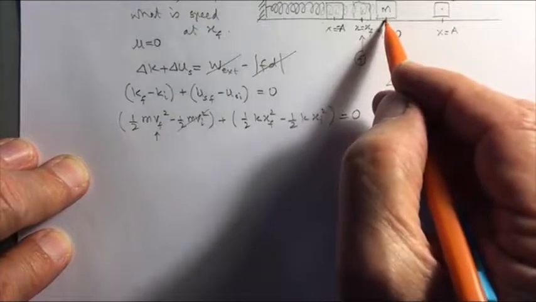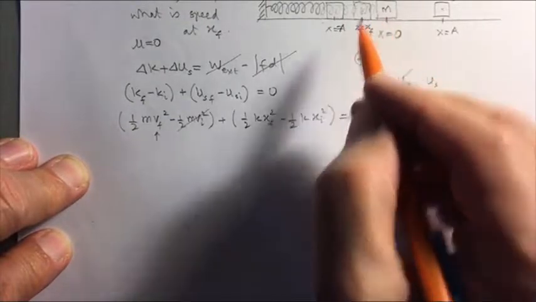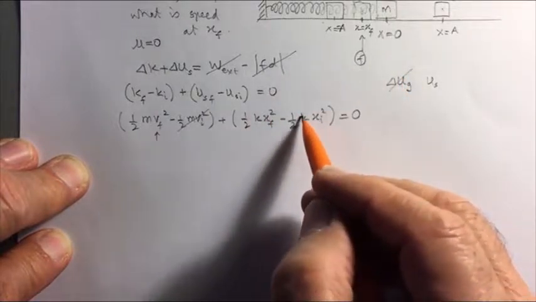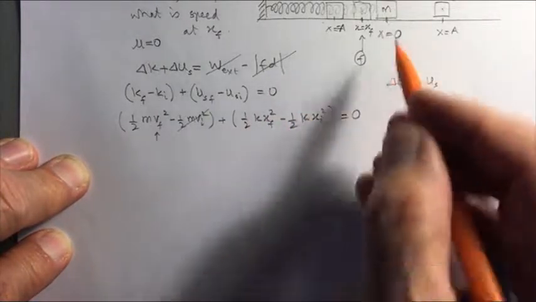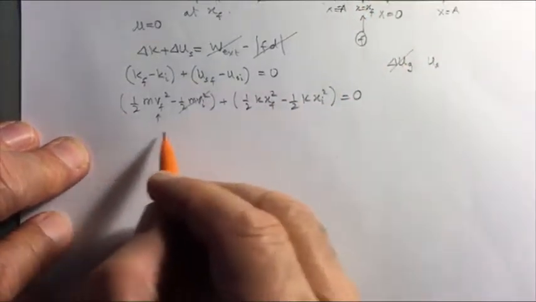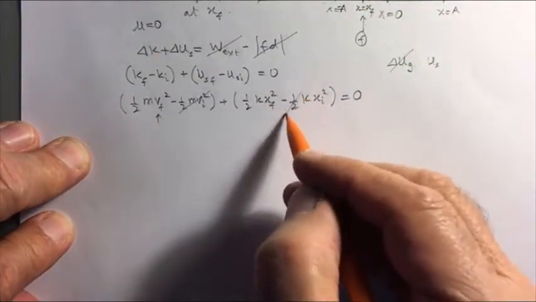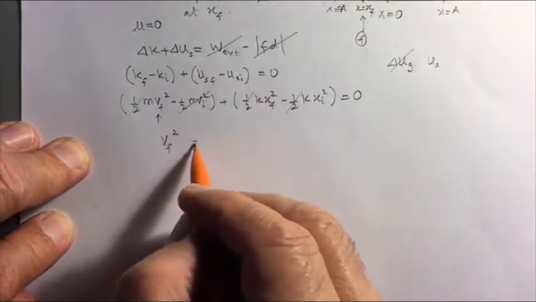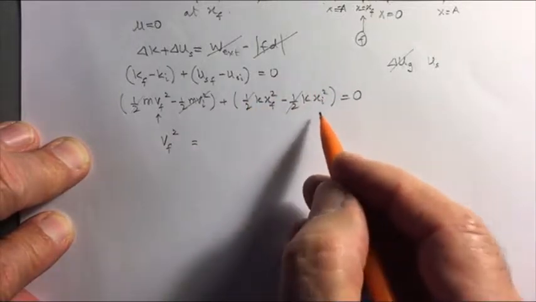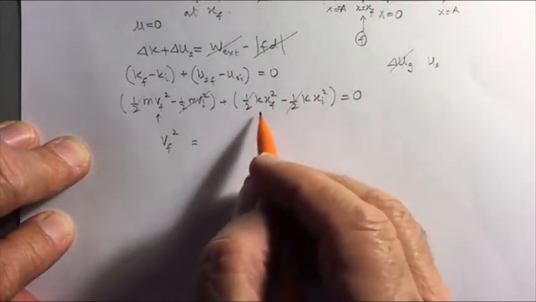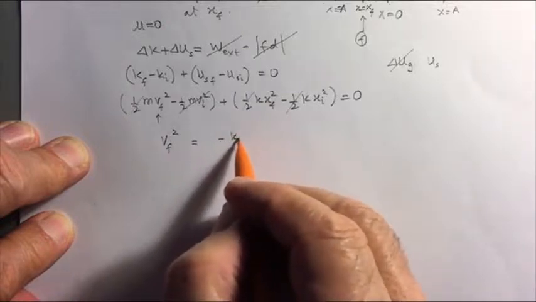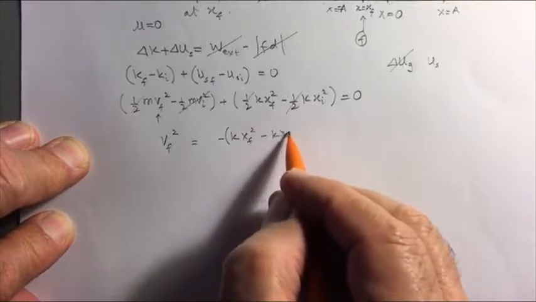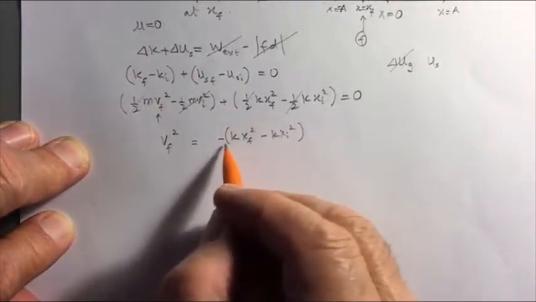Now x final is negative of this value, so you put a negative, but when you square it, it becomes positive. Well, let's go further. The half is present in all of them, so we can cancel that out. And so v final squared, we bring this to the other side, and we can write it as minus of k x final squared minus k x initial squared, divided by m.